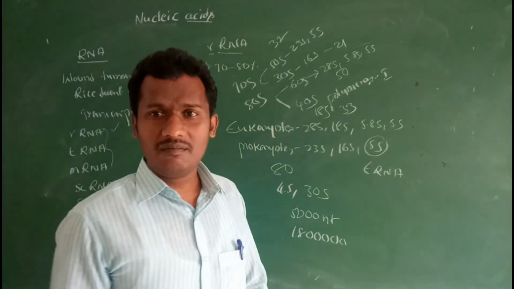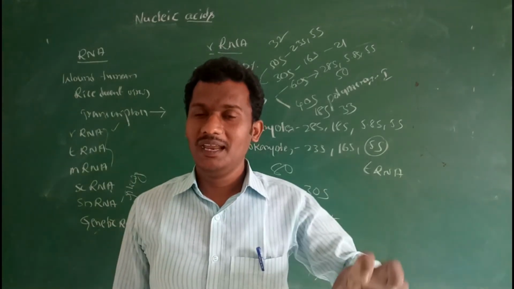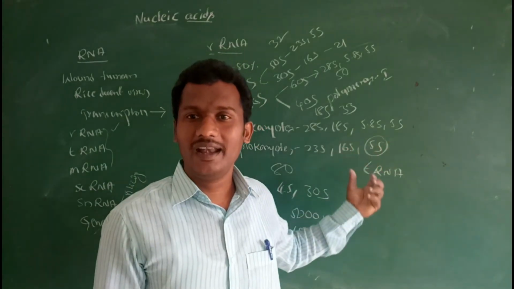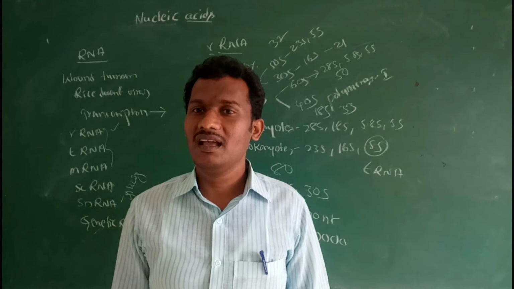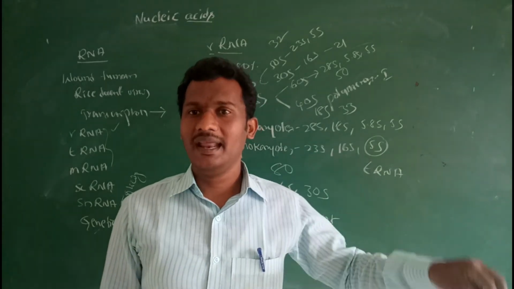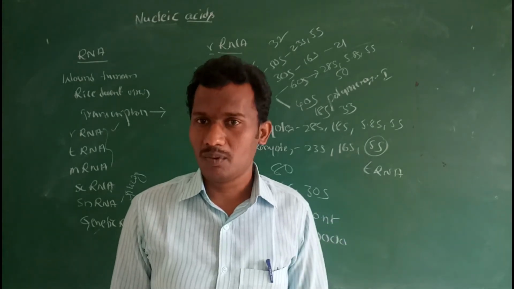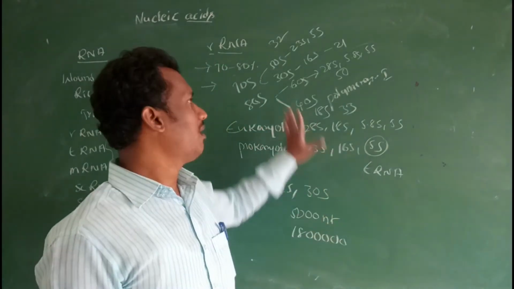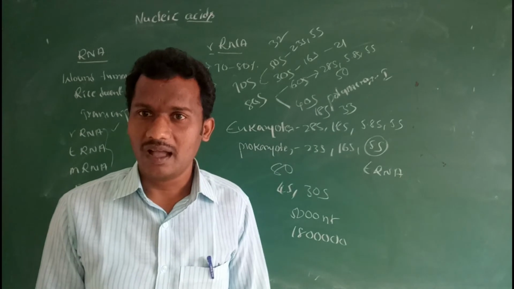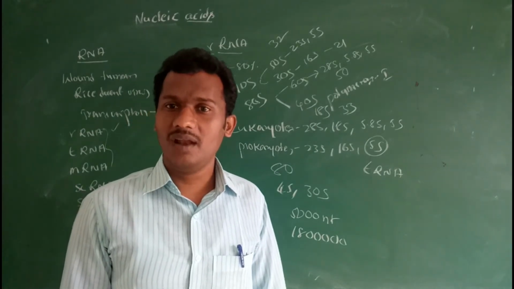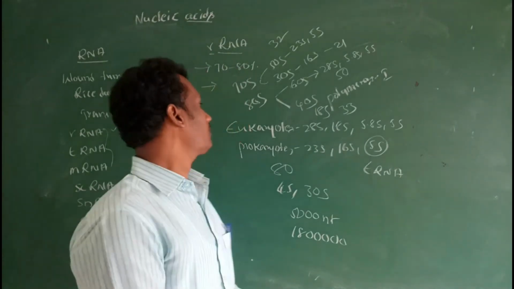So 18 lakh molecular weight is present. The main function of rRNA is to provide the binding site for mRNA and tRNA during the translation process. Ribosomal RNA is the most abundant RNA and a highly stable RNA.